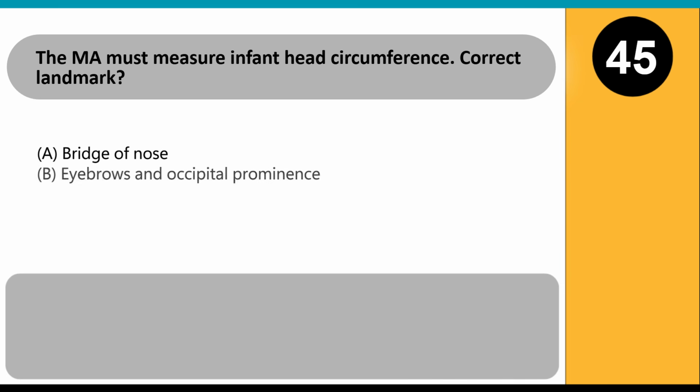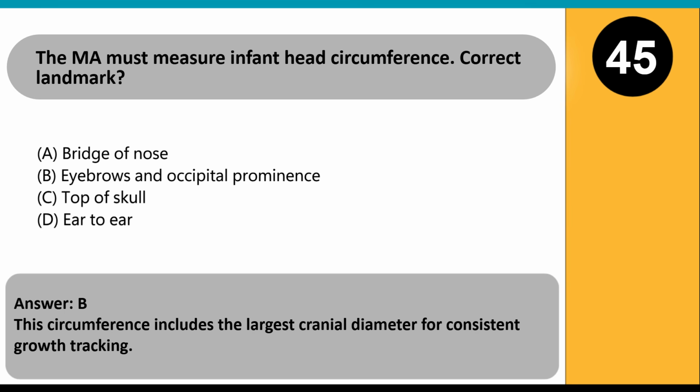The MA must measure infant head circumference. Correct landmark? A. Bridge of nose. B. Eyebrows and occipital prominence. C. Top of skull. D. Ear to ear. Answer: B. This circumference includes the largest cranial diameter for consistent growth tracking.